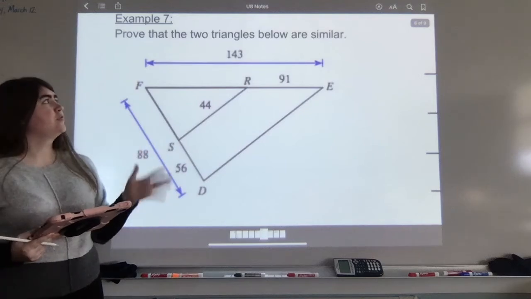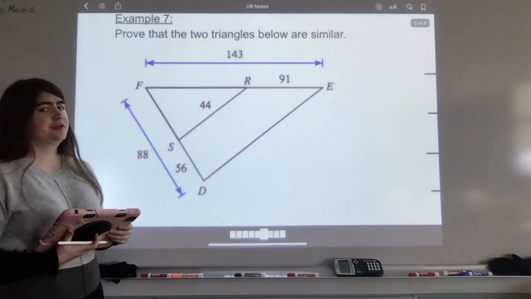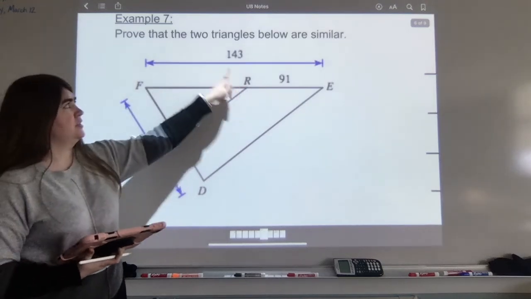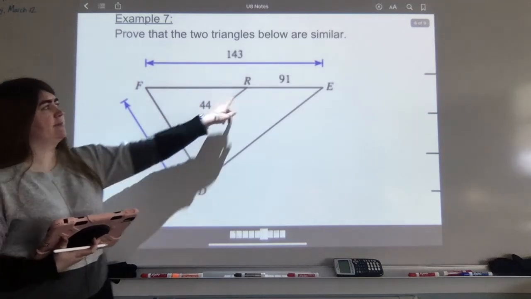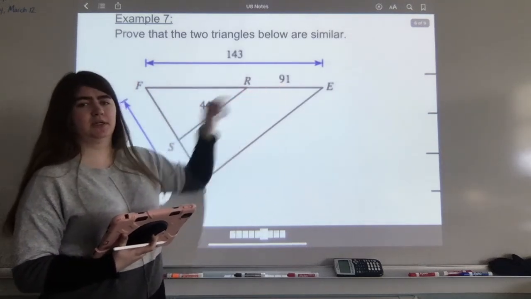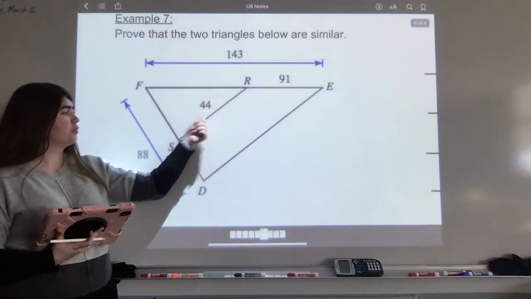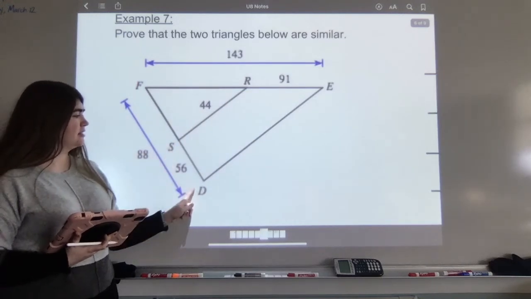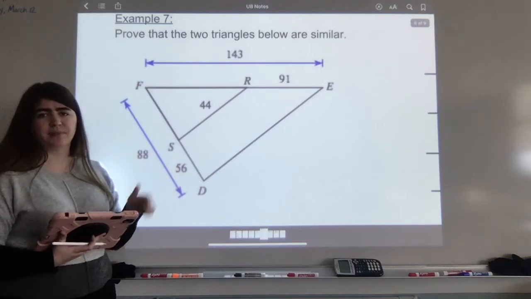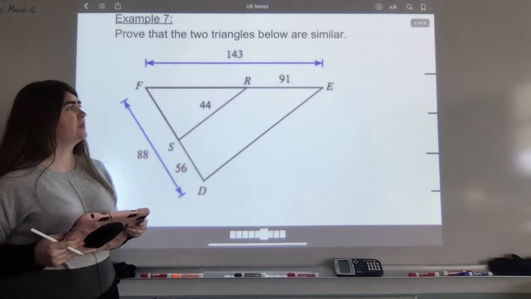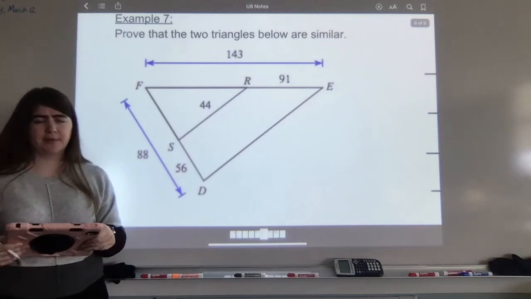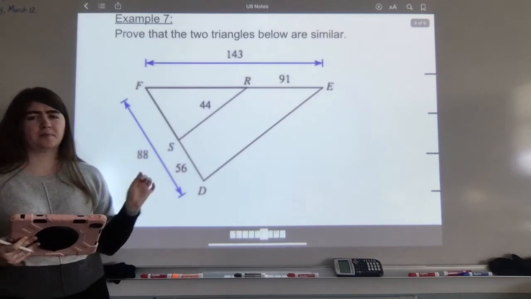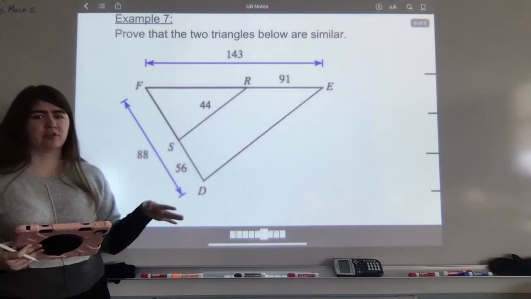So I have proof that the two triangles are similar. So I have that FE is 143. I have RE is 91. I know SR is 44. I know FD is 88. And SD is 56. So that's a lot of good, helpful information, but it doesn't tell me enough to know about side lengths for my sides without doing a little bit of solving first.